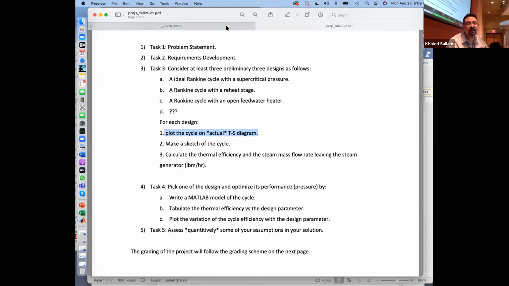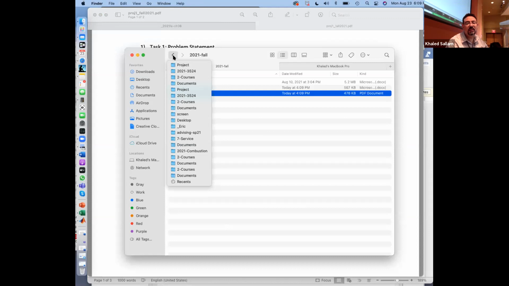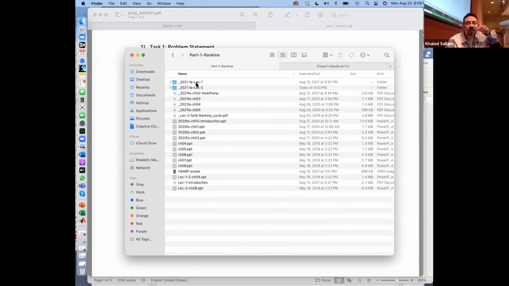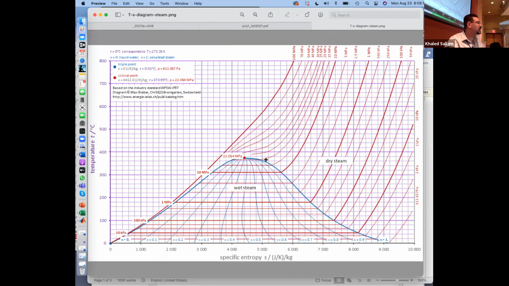By actual TS diagram, what do I mean by this? I mean that I don't want you to draw it like me on a piece of paper. I want you to draw it on this one, right? And this is available in the lecture notes and also available by itself as a file in Canvas. So I want you to come here and actually draw the pressure and go up to the temperature and then go down, right? And so you draw on this one.